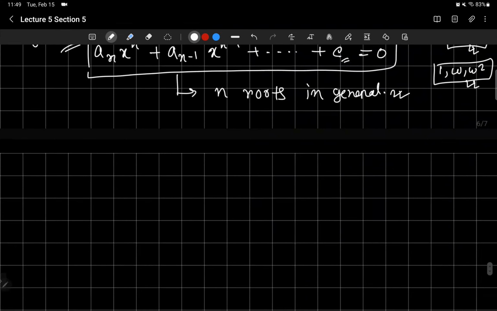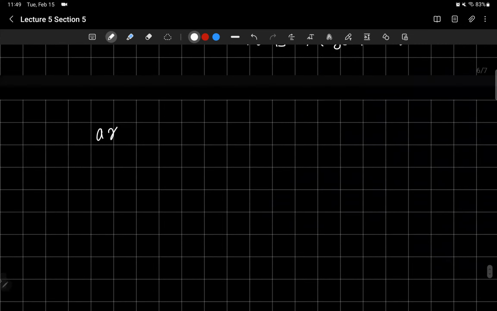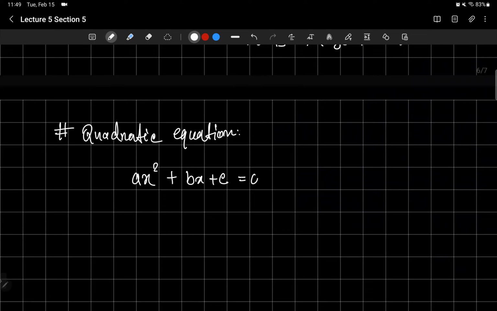So using this theorem, what you can show is that if you deal with quadratic equations that have a general form like this: x squared plus bx plus c equals 0, from the fundamental theorem of algebra, we know that there must be two solutions for x.